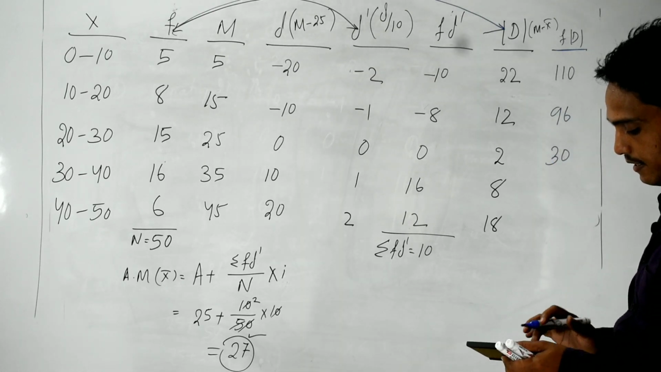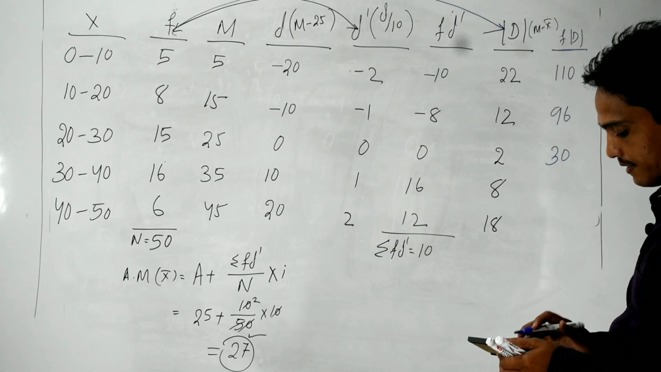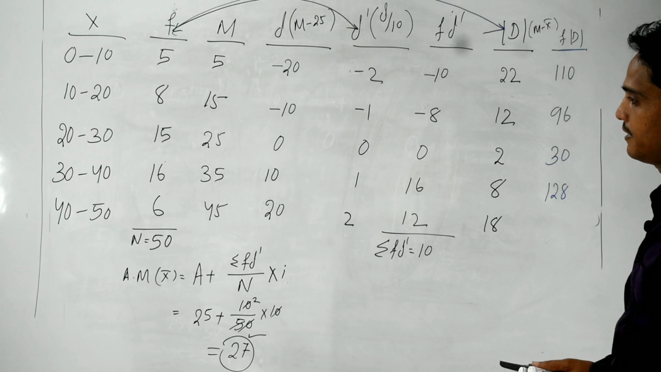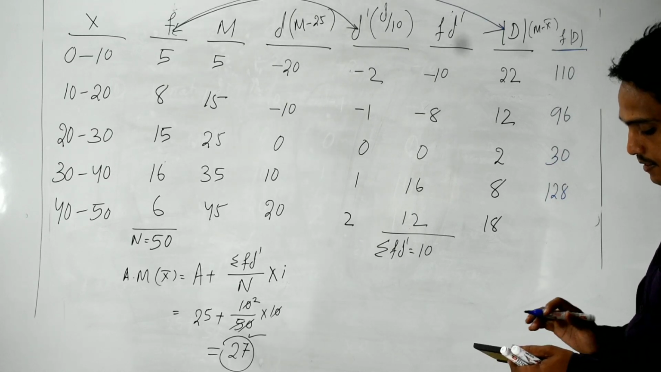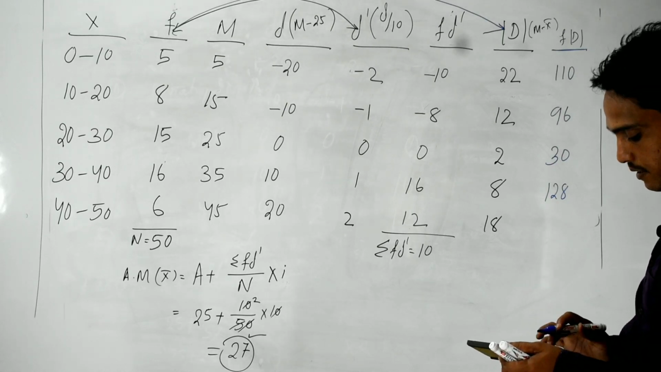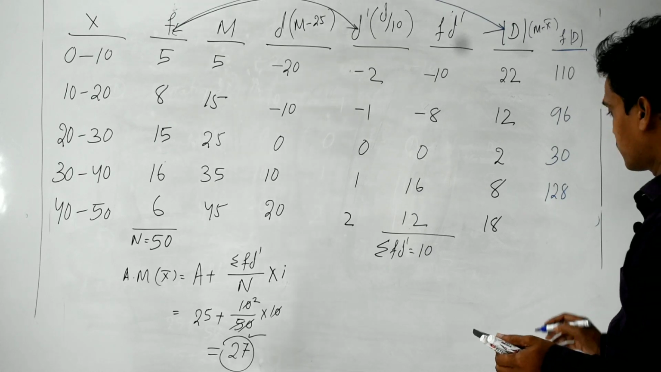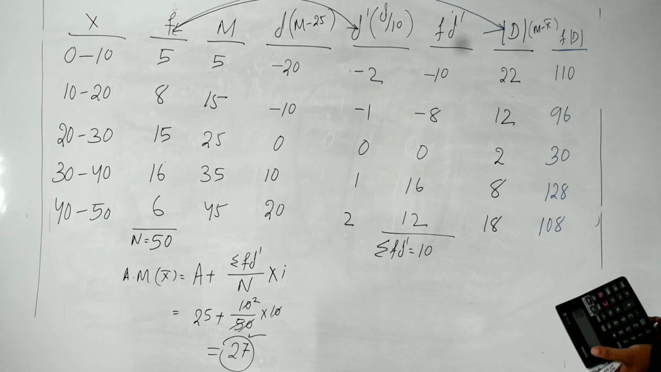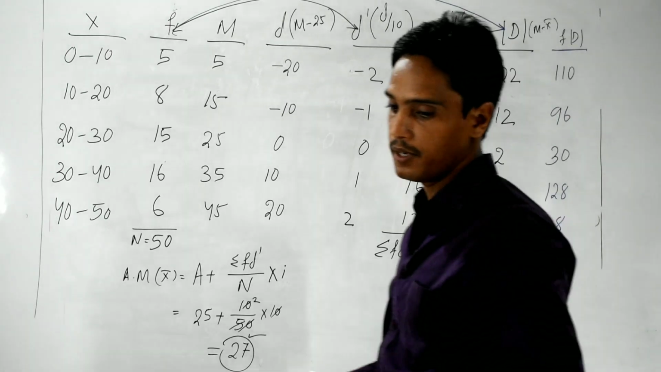Then 16 into 8 equals 128. Then 6 into 18 equals 108.